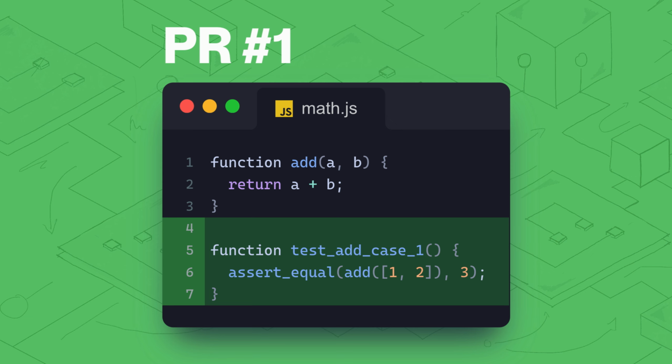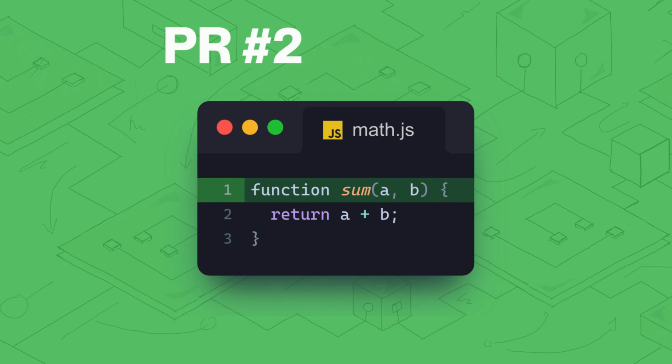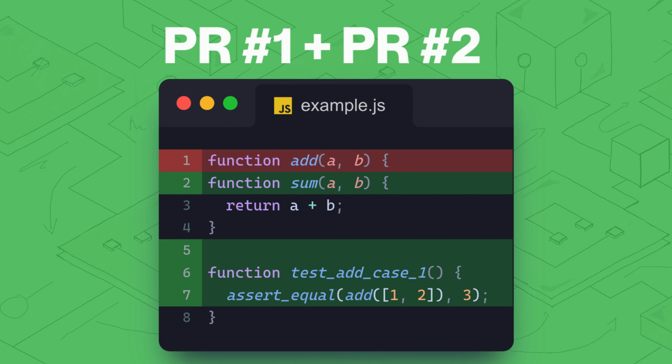The first PR could be making a change that adds a simple test for the add method, and there could be a second PR for whatever reason that needs to refactor this method to be called sum instead of add. PR number 1 and PR number 2 individually are perfectly valid PRs, but together they create what is called a logical merge conflict.